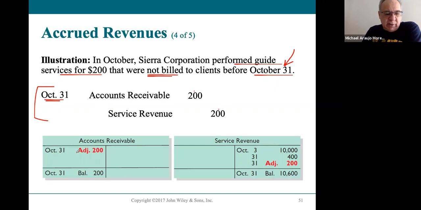And then, of course, we would adjust those balances when we posted them to their ledger accounts. Accounts receivable would be adjusted by $200 on the debit side. Revenue would be adjusted by another $200 on the credit side. Look how much revenue has grown, right, through the adjusting entries here.